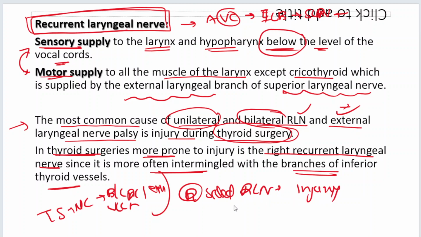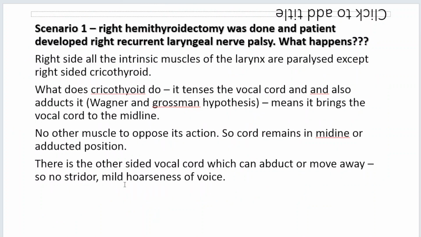Right-sided recurrent laryngeal nerve, more chance of injury to it. Now coming to the scenario. This is where people get confused, and this is what is important. Till now, this was all theory. Now we have to apply the theory, right?